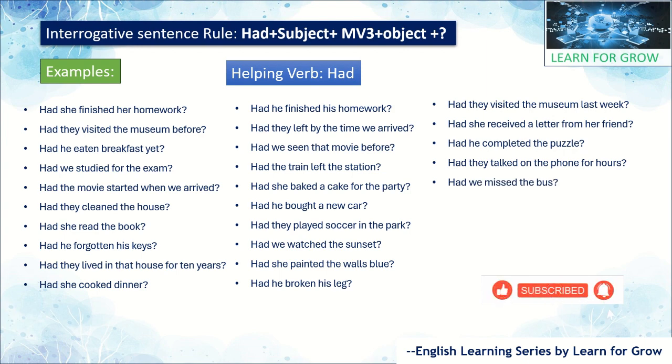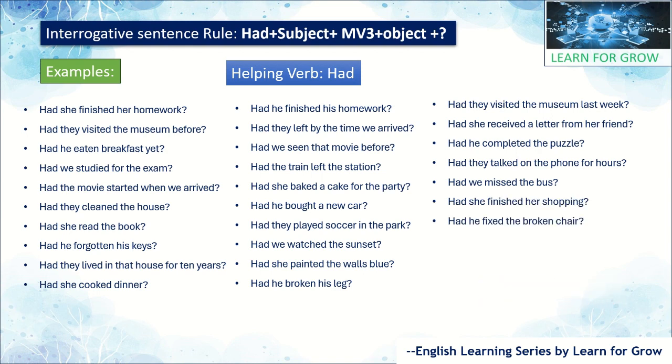Had they talked on the phone for hours? Right? Had we missed the bus? Had she finished her shopping? Had he fixed the broken chair? Had they won the game? Had we visited the beach? Had she written a letter to her grandmother? These are the examples of interrogative sentence.